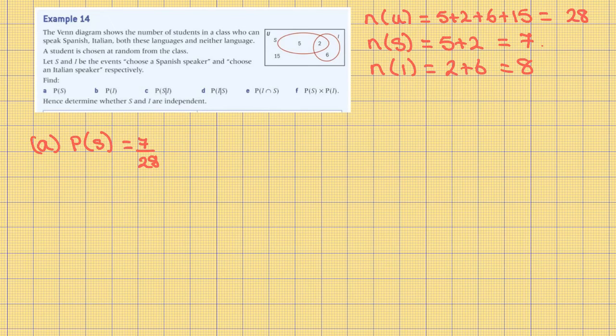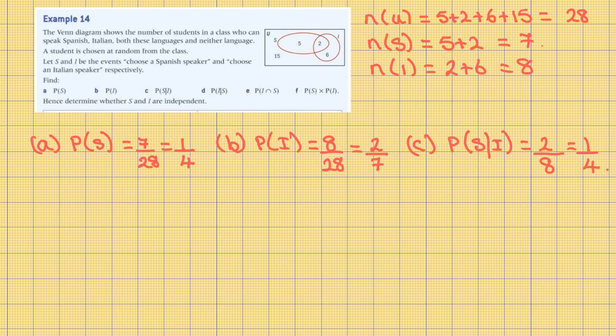A. The probability that a student can speak Spanish is equal to 7 out of 28, which is equal to 1/4. The probability that a student can speak Italian is equal to 8 out of 28, which is equal to 2/7. The probability that a student can speak Spanish, knowing he can speak Italian, is equal to 2 out of 8, which is equal to 1/4. The probability that a student can speak Italian, knowing that he can speak Spanish, is equal to 2/7.